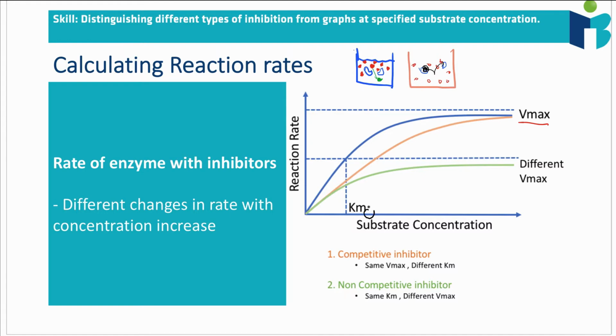So if you're at this substrate concentration here, at this point, you can see that the rate of uninhibited enzymes is higher than the inhibited enzymes, right? Which makes sense, because when there are substrates competing with the inhibitor and the substrate concentration isn't very high, those inhibitors are going to bind maybe instead of some of those substrates. So it decreases the rate at which the enzymes work.